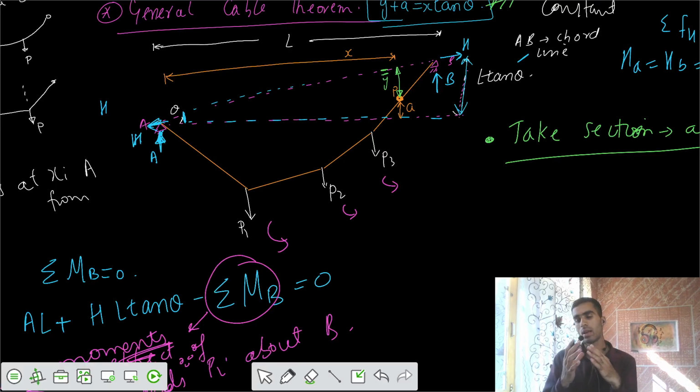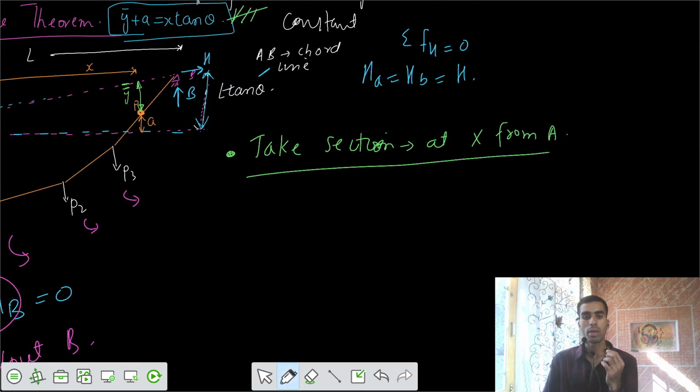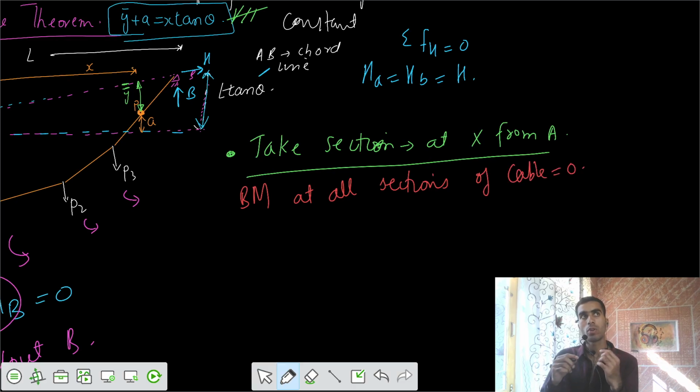That's what the perfectly flexible assumption means. That means it cannot have any bending moment anywhere in the cable. So we say bending moment at all sections equals 0 by assumption 1. Bending moment at all sections of the cable equals 0. One is your moment, summation of moments about any section. That's always 0 because that is equilibrium.